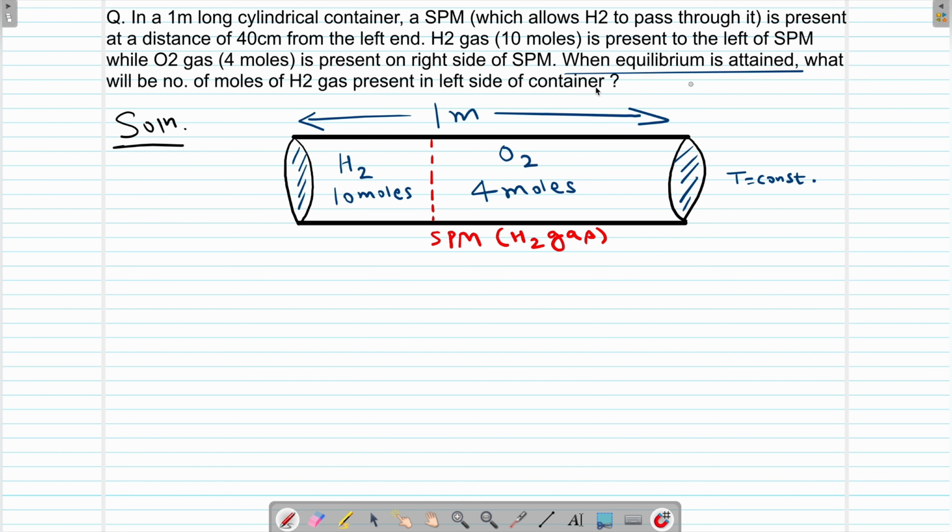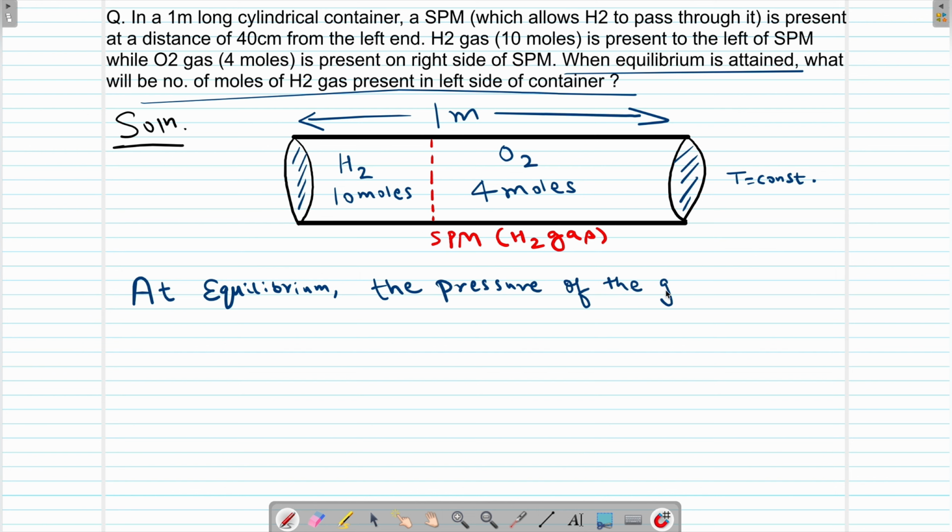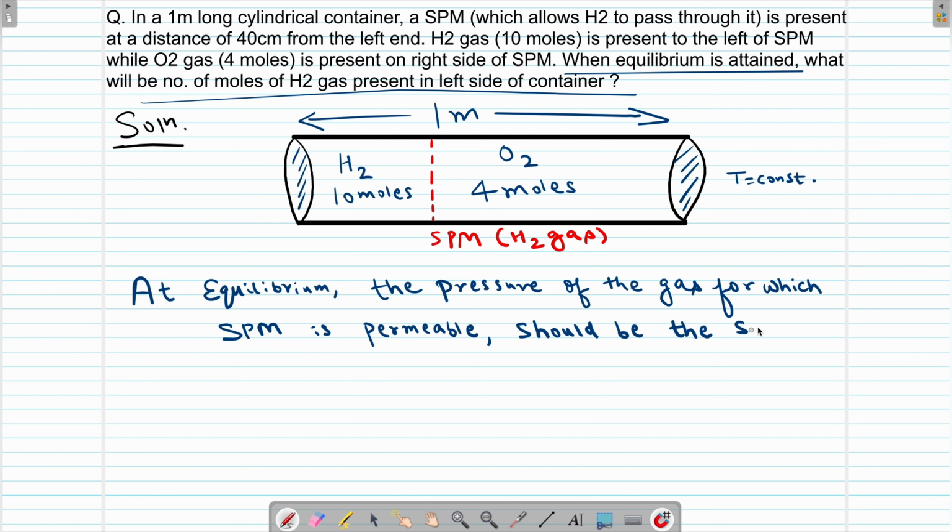So when equilibrium is attained, what will be the number of moles of S2 present in the left side of the container? So we'll write that at equilibrium, the pressure of the gas for which the SPM is permeable should be the same on both sides. So this is what we mean. What will happen at equilibrium? The pressure of the gas for which the semi-permeable membrane is permeable should be the same on both sides, right?